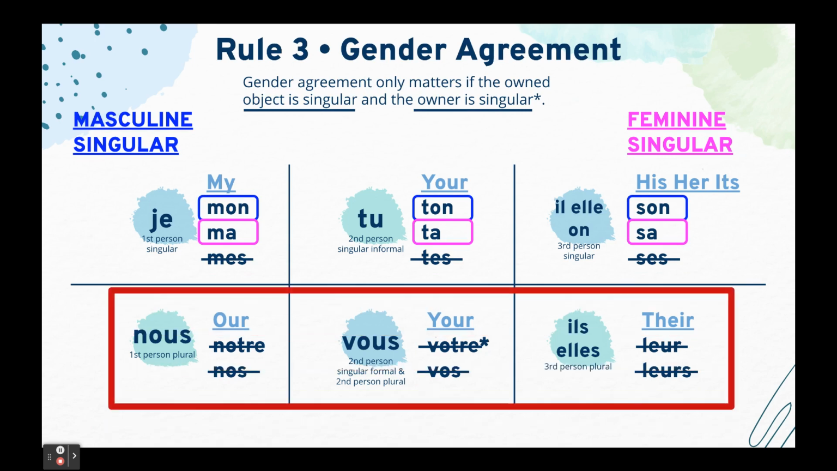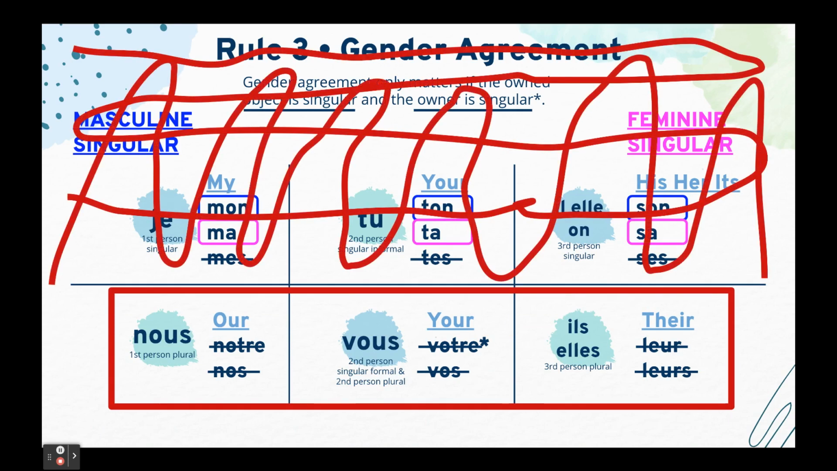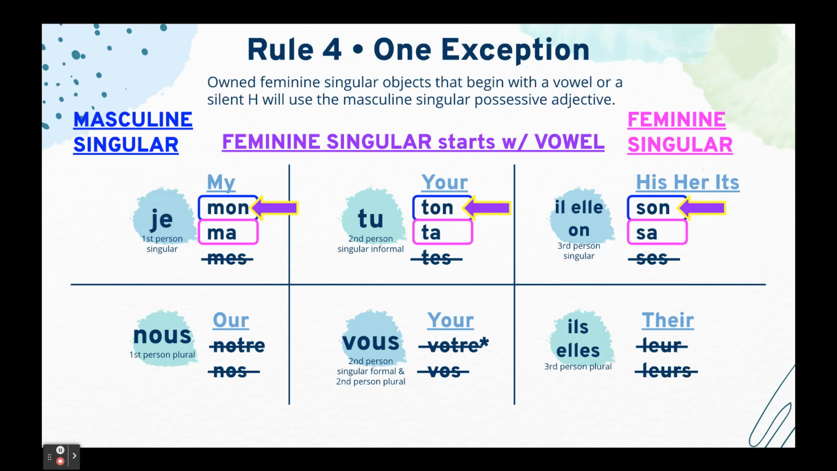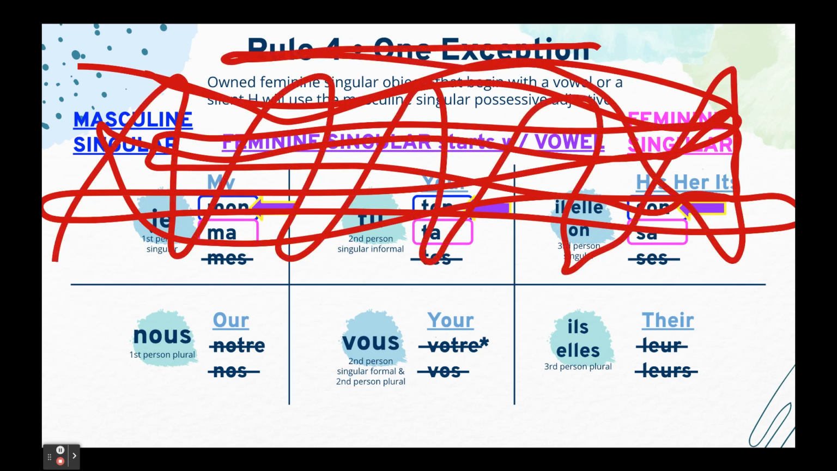Now, notice at the bottom, these were crossed out. The reason they were crossed out is because gender agreement doesn't matter to them. So we can ignore all that mess. Then this other rule, right? That one exception, owned feminine singular objects that begin with a vowel or a silent H will use the masculine singular possessive adjective. We don't need to worry about that either. So just ignore that business.